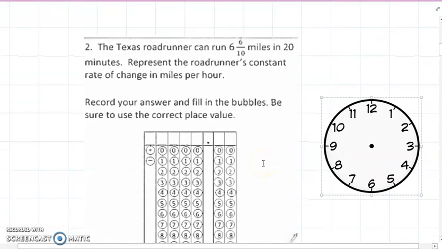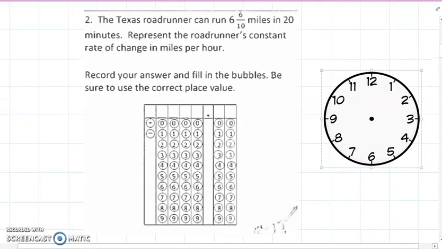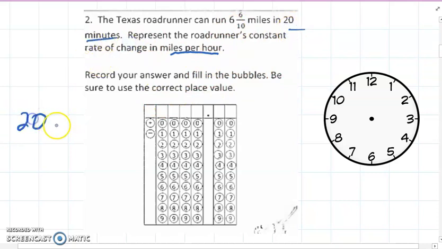So it says there the Texas Roadrunner can run 6 6/10 miles in 20 minutes. Represent the Roadrunner's constant rate of change in miles per hour. Record your answer and fill in the bubbles. Be sure to use the correct place value. And so think here, in 20 minutes, he can do 6 6/10. Let's do that as a decimal. Well, that's 6.6 in 20 minutes.